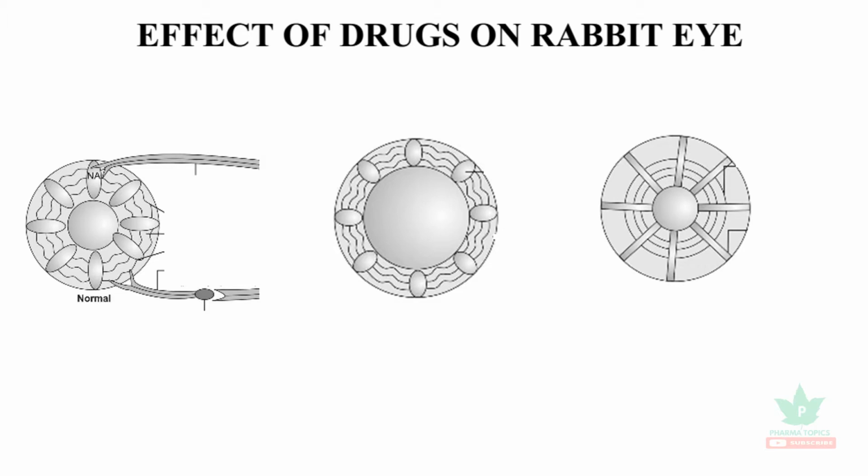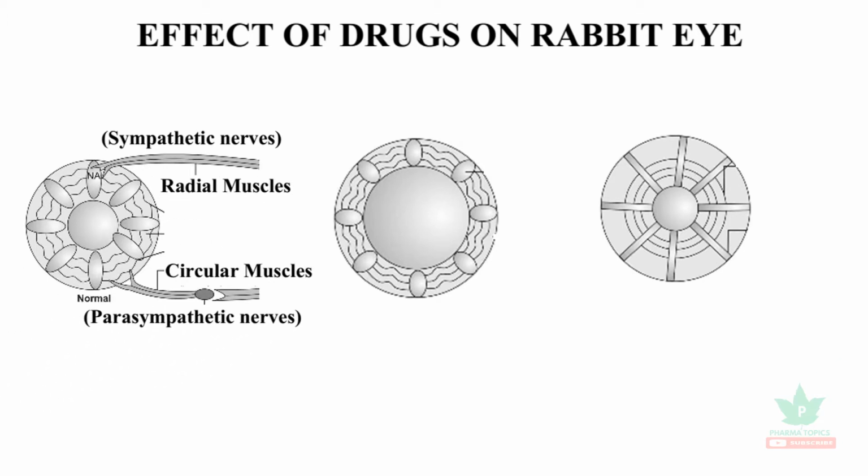Let us study the effects of drugs on rabbit eye. Before entering into the subject, let us know the nervous supply of the eyes. They are innervated with the autonomic nervous system. The radial muscles are innervated with sympathetic nerves, and circular muscles are innervated with parasympathetic nerves.